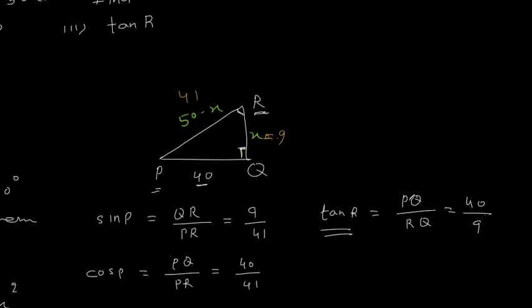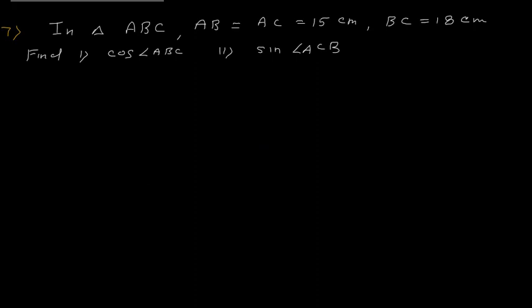Let us see one more question. 7th question. In triangle ABC, AB equals AC is 15 and BC is 18. Find cos of angle ABC and sine of angle ACB. So AB equal to AC is 15. That means this is an isosceles triangle. So let me draw one isosceles triangle. So here we draw.